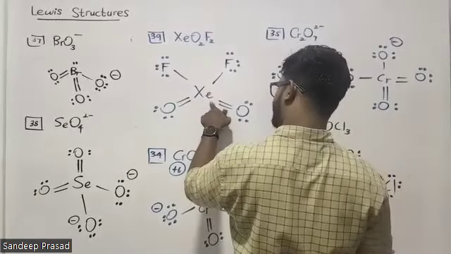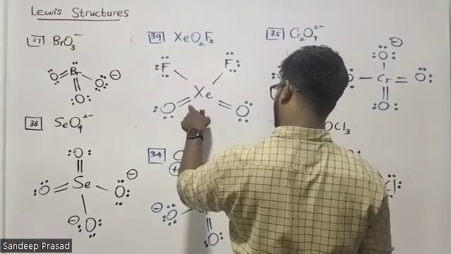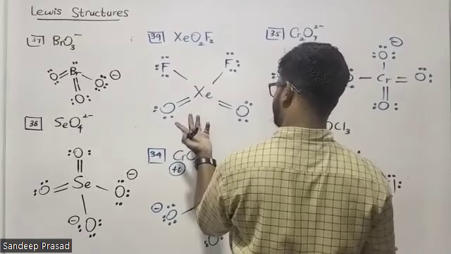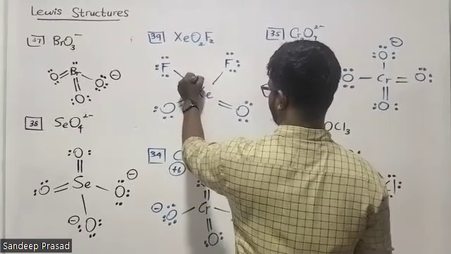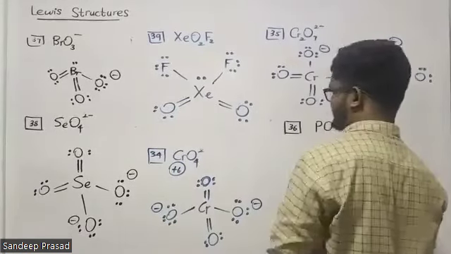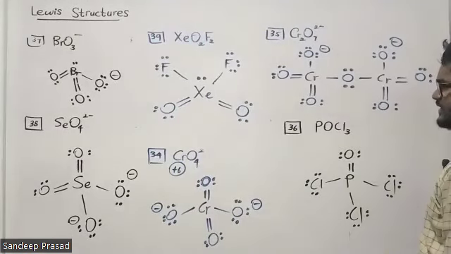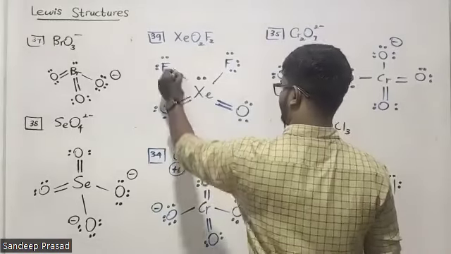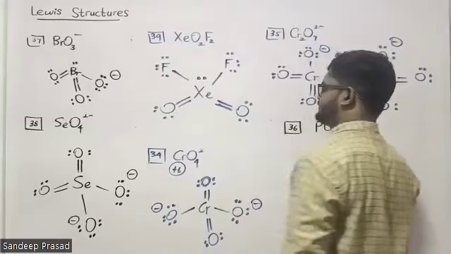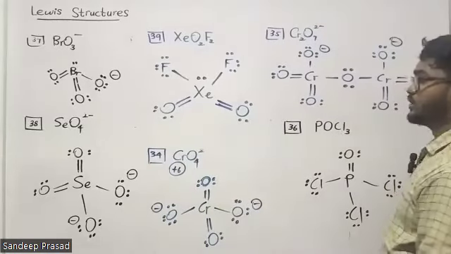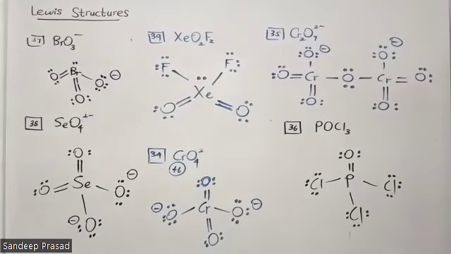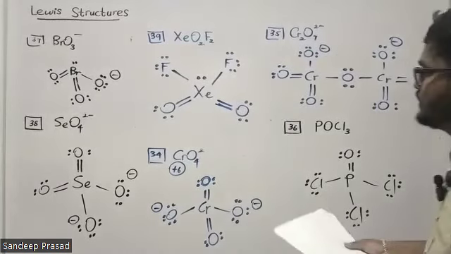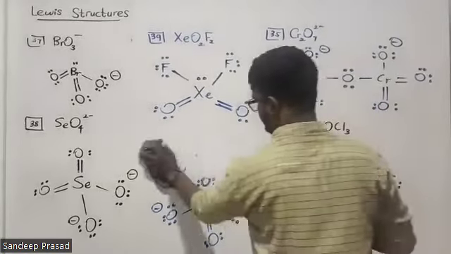So what about xenon's valence shell electrons? 1, 2, 3, 4, 5, 6. Still, we have a remaining lone pair that should be electrons. Xenon is exceeding the octet, isn't it? Right? Count the valence shell electrons: 1, 2, 3, 4, 5, 6, 7, 8. Xenon belongs to group number 18. Okay. Number 40.